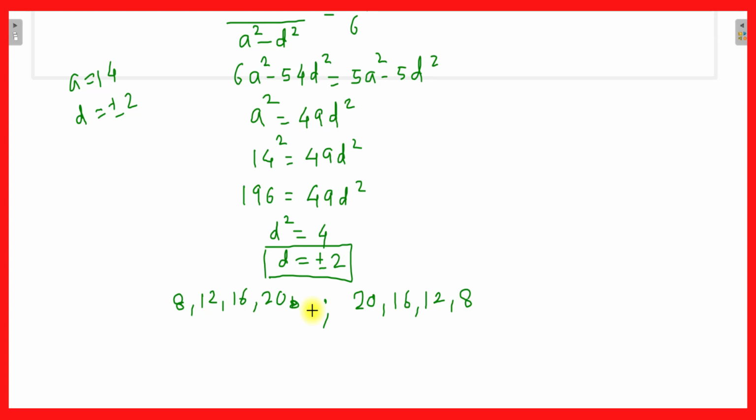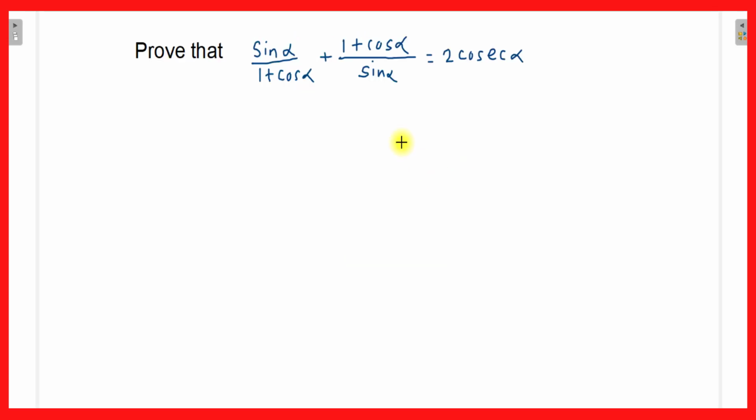Now friends, let us move to the second question. Here is the second question from trigonometry. Prove that sin alpha upon 1 plus cos alpha plus 1 plus cos alpha upon sin alpha is equal to 2 cosec alpha. So friends, here LHS is equal to sin alpha upon 1 plus cos of alpha plus 1 plus cos of alpha upon sin of alpha.